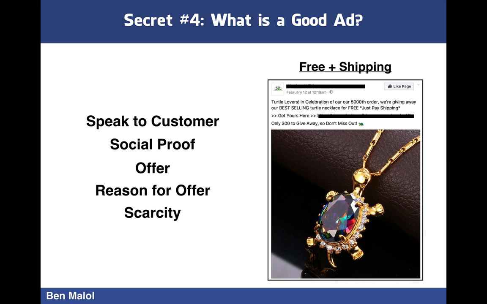So with free plus shipping, you can see here that I'm speaking to the customer, turtle lovers. In celebration of our 5,000th order, we're giving away our best-selling turtle necklace for free, just pay shipping. Social proof, I'm talking about a 5,000th order that we have, and in celebration, we're giving away the best-selling necklace. The offer is free plus shipping, and the reason for the offer is the celebration of the 5,000th order. Scarcity is only 300 to give away. Okay, same exact build, different ad.